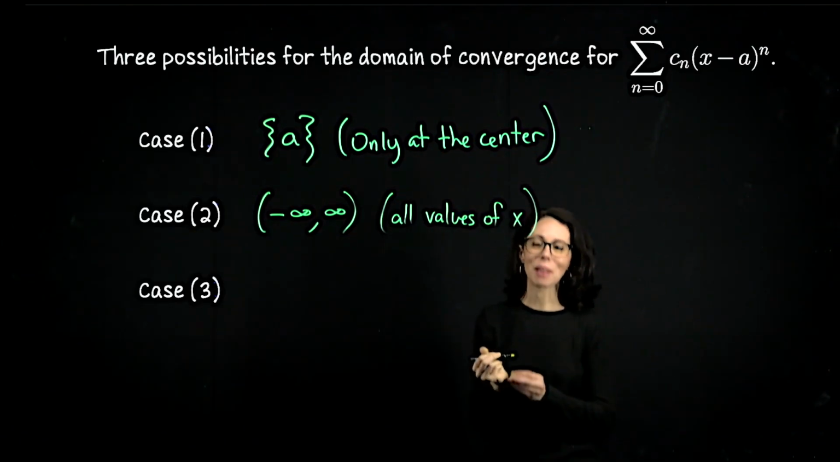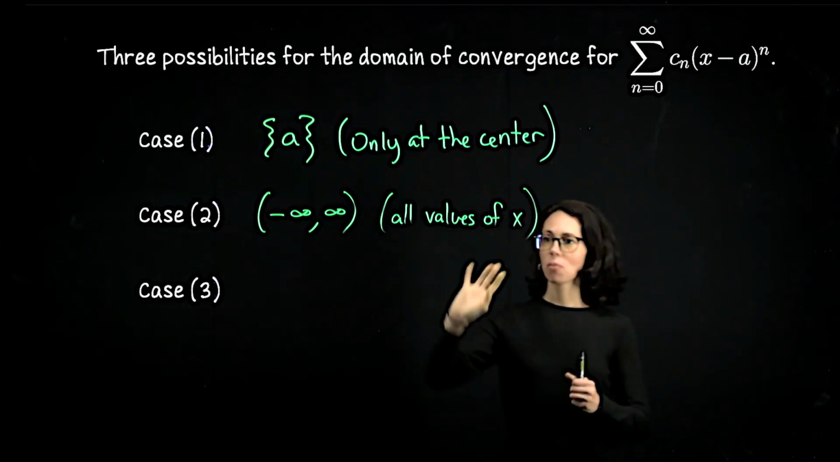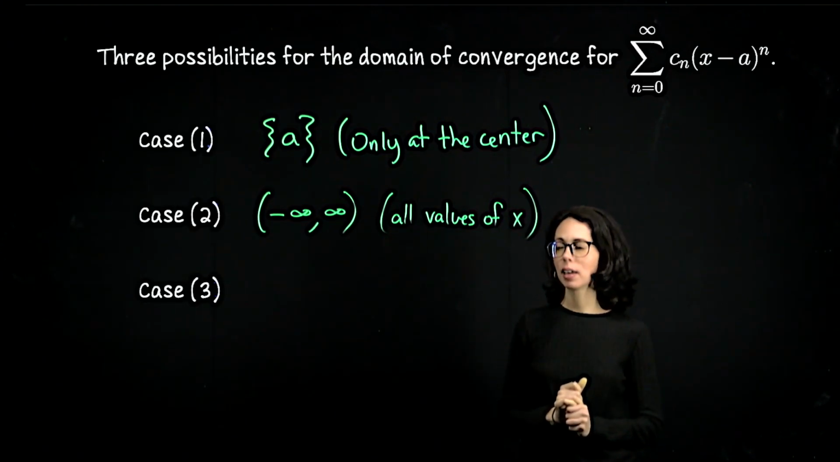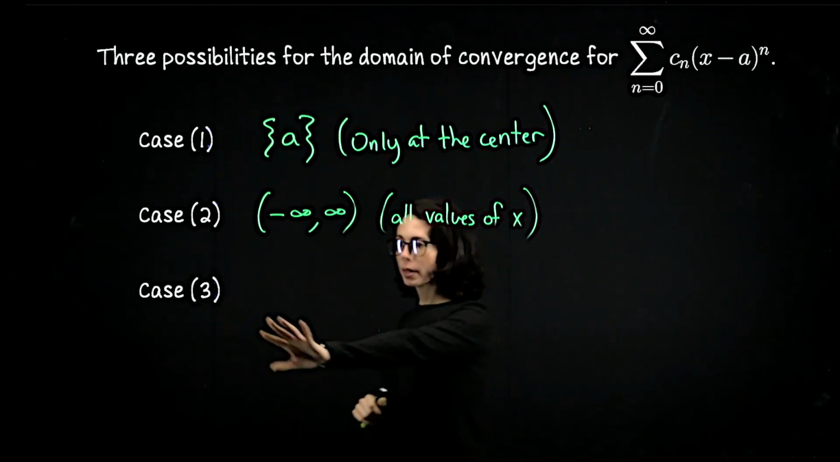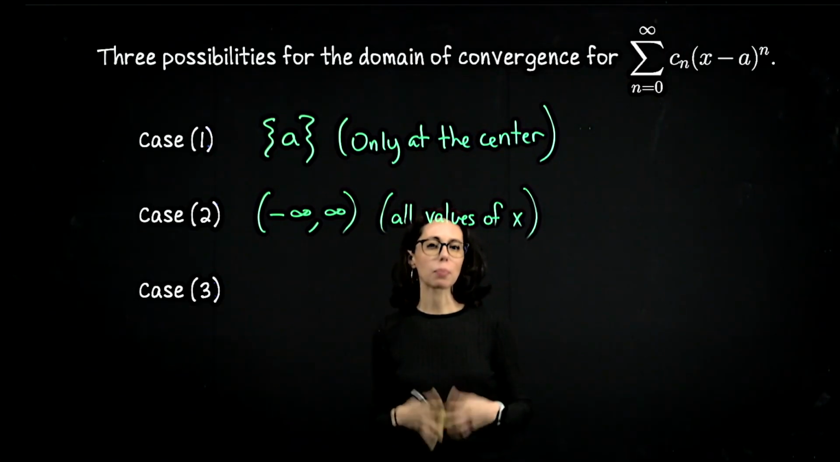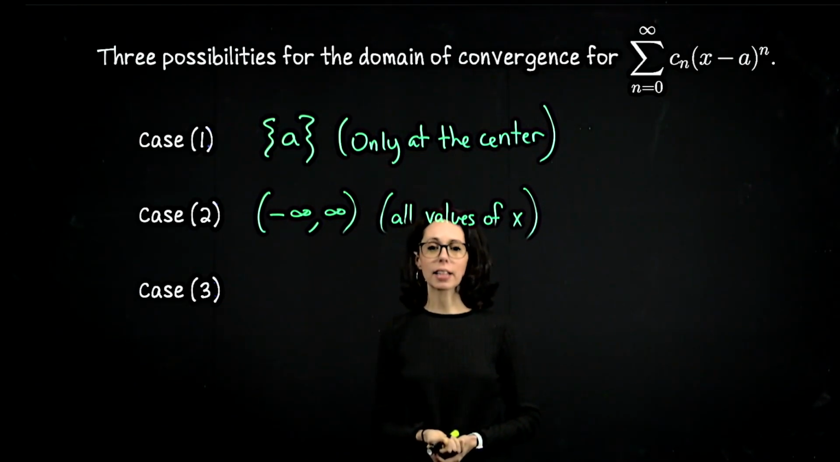So you can see that. Okay, so those are 2 possible behaviors that you can see: only at the center, or kind of the reverse, like every possible value of x. Both the warm-up example, example 0, and example 3 had what felt more like proper intervals as the domains of convergence. And that is case 3.